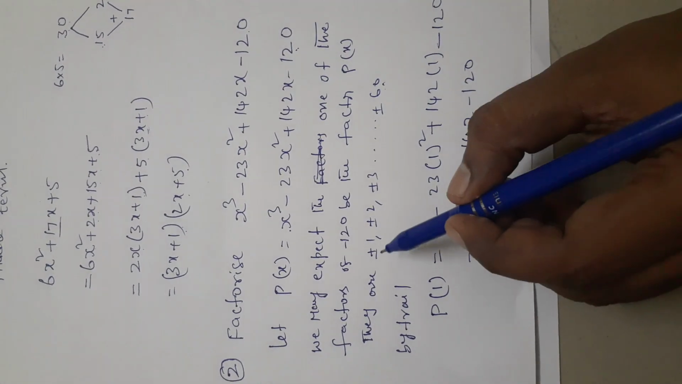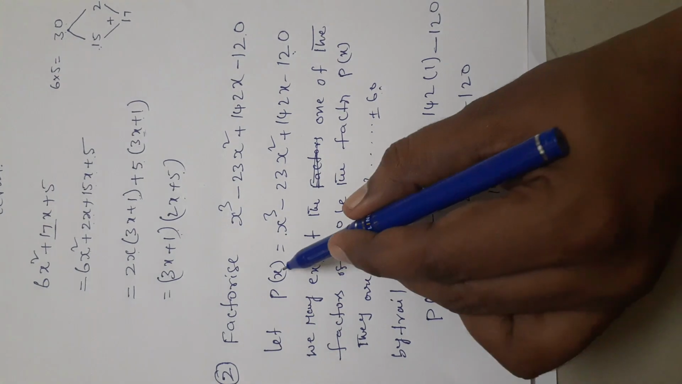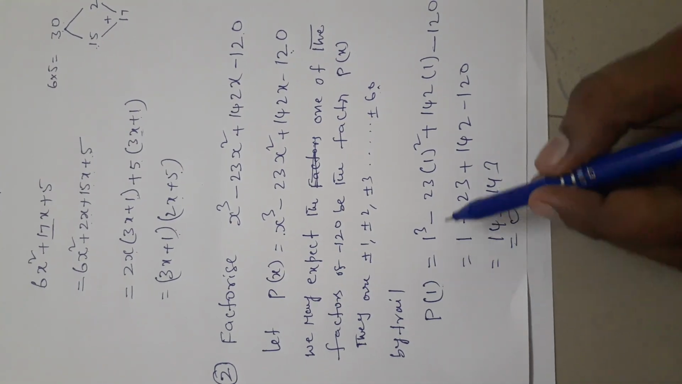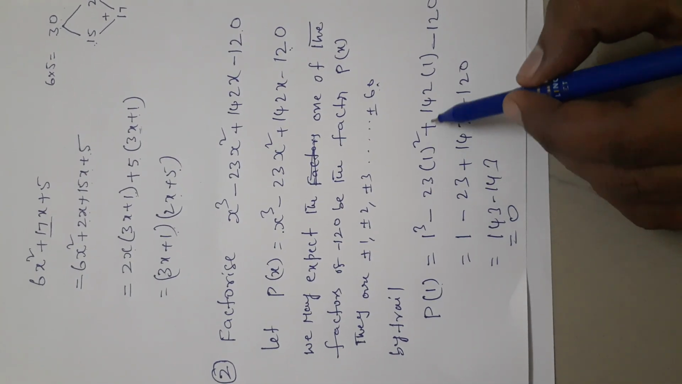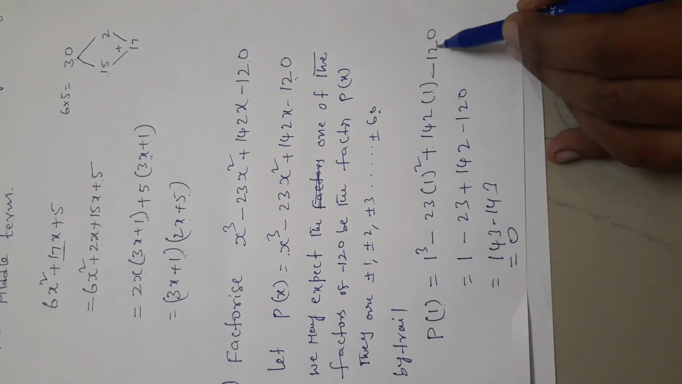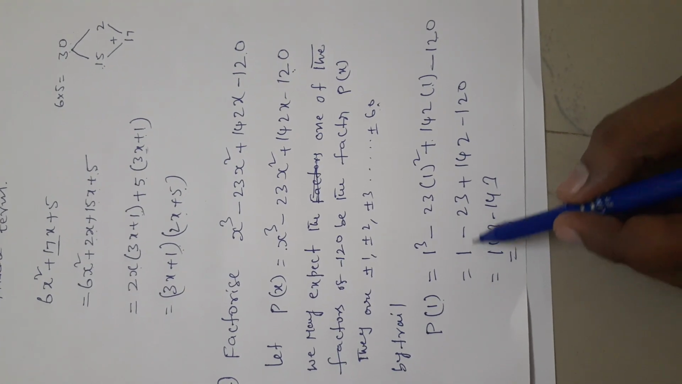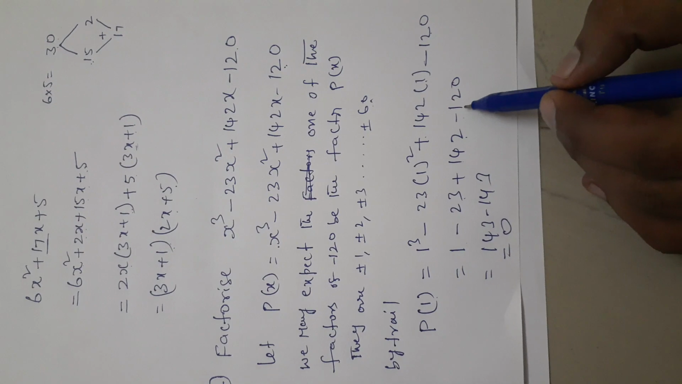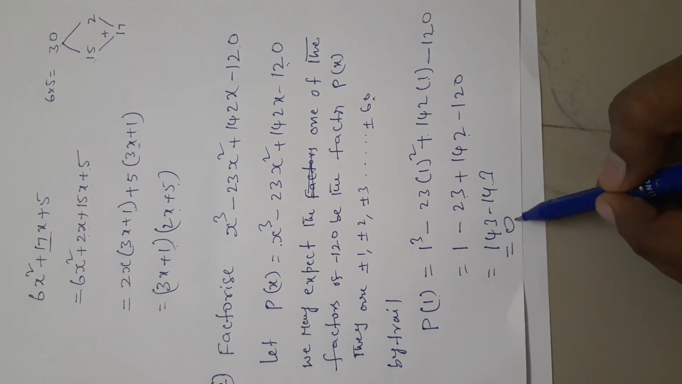I am trying with the least number, plus 1. So let us take, in place of x, p of 1, and calculate. 1 cube minus 23 into 1 square plus 142 into 1 minus 120. Now by substituting, 1 minus 23 plus 142 minus 120, we got 143 minus 143, that is 0.